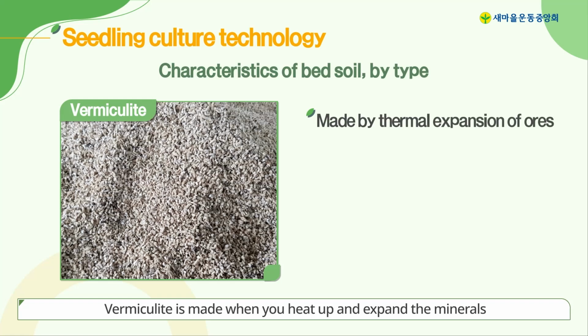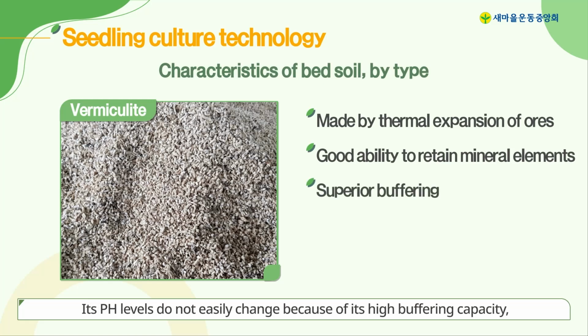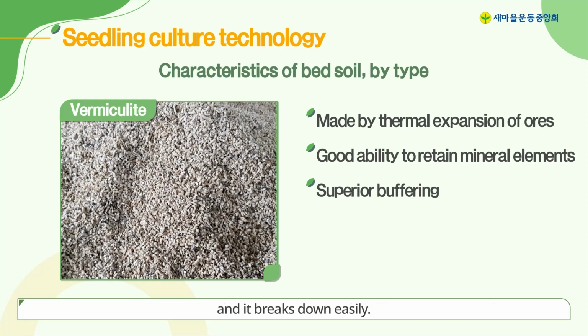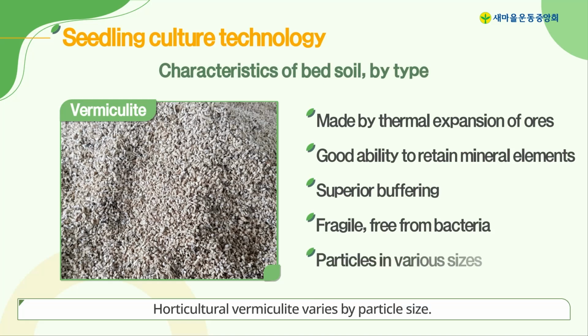Vermiculite is made when you heat up and expand the minerals containing mica at high temperatures. It has a relatively high cation exchange capacity, so it can absorb many mineral elements. Its pH levels do not easily change because of its high buffering capacity, and it breaks down easily. It is aseptic because it is completely sterilized as a result of being processed at high heat. Horticultural vermiculite varies by particle size.